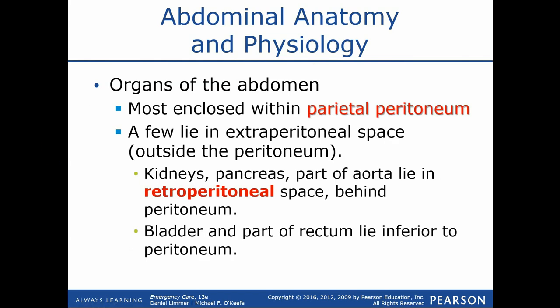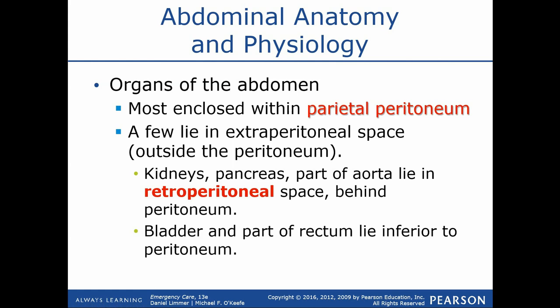Now, that being said, there are a few things that don't fall within the parietal peritoneum. We have things that are considered extraperitoneal or retroperitoneal. Extraperitoneal simply means outside of the peritoneum, so it's not within that overall abdominal sac. But we have a few things that sit retroperitoneal, meaning behind the peritoneal sac. And that would include things like the kidneys and the pancreas and even part of the aorta.